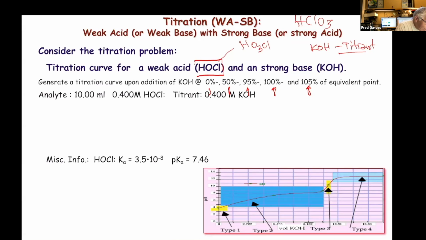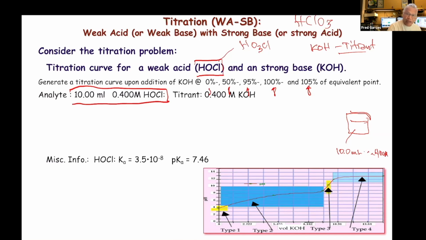It says that my weak acid is, I've got 10 milliliters. Notice we're dealing with milliliters, so you're going to be dealing with millimoles, and it's 0.4 molar.